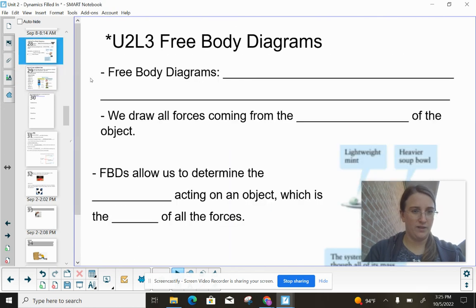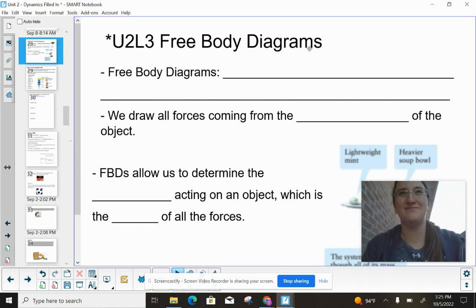Okay, just recording a quick video here for U2L3 outside the boys' locker room because the dance room is always super noisy. So I hope nobody comes by yelling profanities.